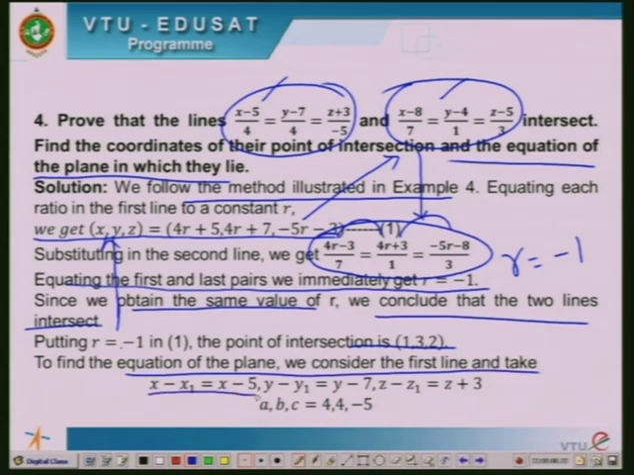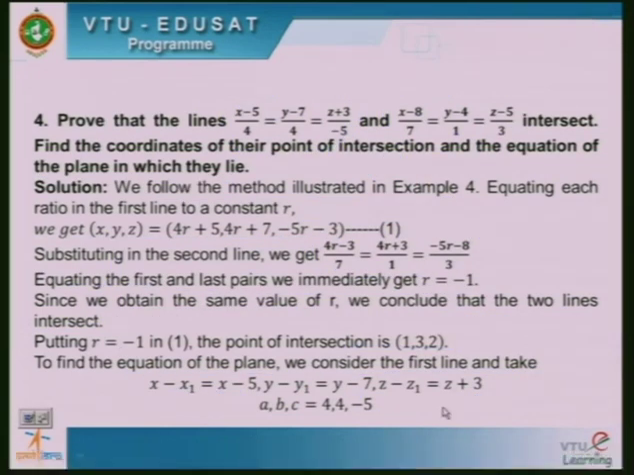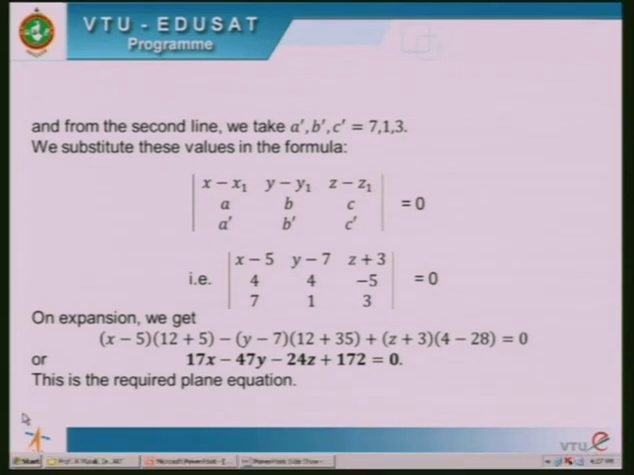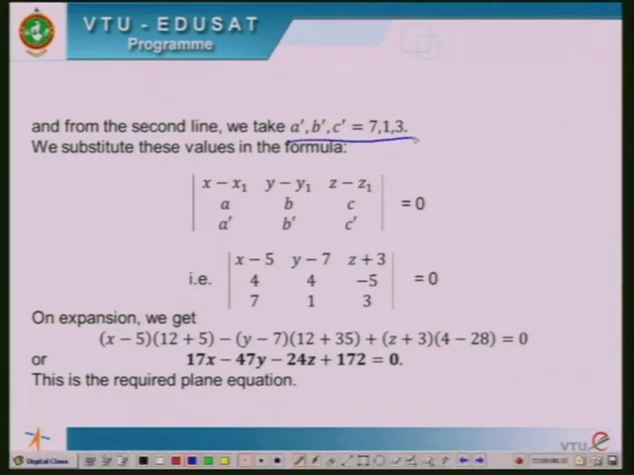The numerators are x minus x 1, y minus y 1, z minus z 1 in the 3 ratios. So, x minus x 1 becomes x minus 5, y minus y 1 becomes y minus 7, z minus z 1 becomes z plus 3. Denominators in the first line are the ratios of the line, a, b, c, which are 4, 4, minus 5. You require one more set of ratios, which are the denominators of the second line. From the second line, you do not require the numerator. So, the ratios of the line are a dash, b dash, c dash equal to 7, 1, 3, which are the denominators of the second line given in symmetric form.